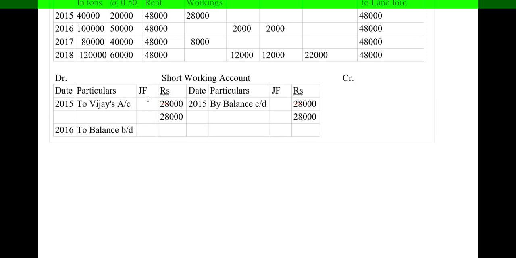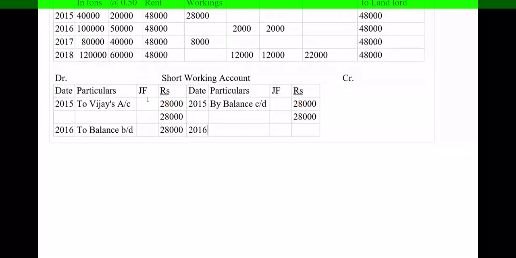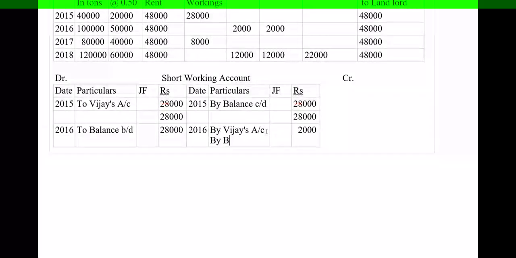Again in the second year there is a surplus, there is a recovery here, 28,000. When the short working is recovered at the end of 2016, then the entry will be Vijay's account debit to short working account. So short working account is credited by Vijay's account. So the amount recovered is rupees 2,000. So there will still be a balance. So by balance carried down.